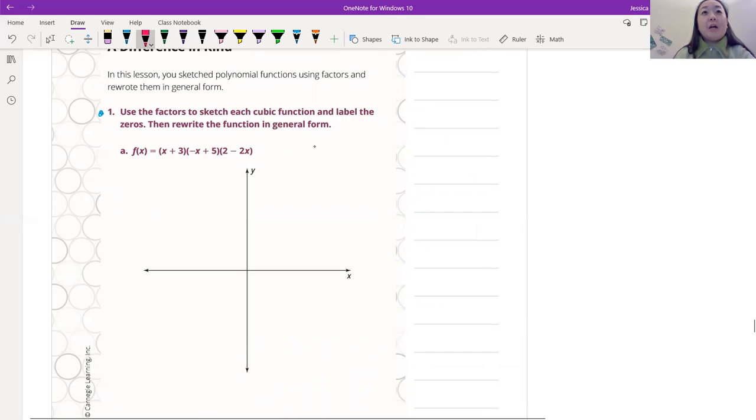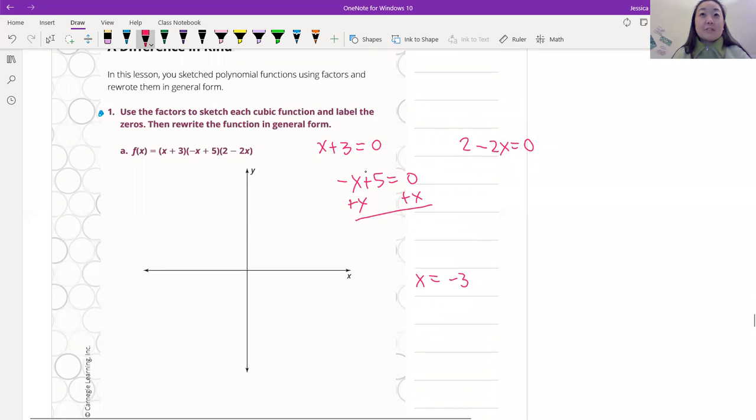So if you notice right here, we're going to look for our roots. So x plus 3 is equal to 0, negative x plus 5 is equal to 0, and 2 minus 2x is equal to 0. So here, x is equal to, if you're subtracting 3 on both sides, it's just going to be -3. This is a little bit tricky. What I like to do, if I see that this is a negative x, I just add x instead. You know what I mean? Then that cancels out, and all I have left is 5 is equal to x, which is the same thing as x equals 5, right?